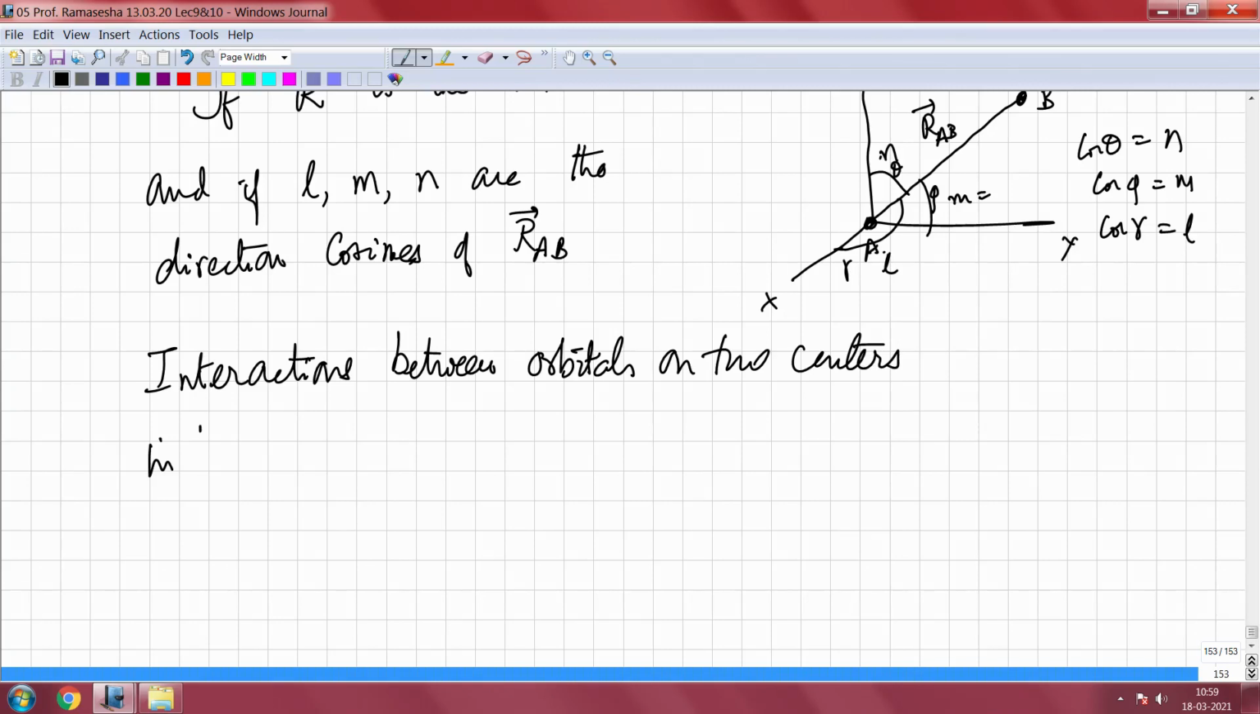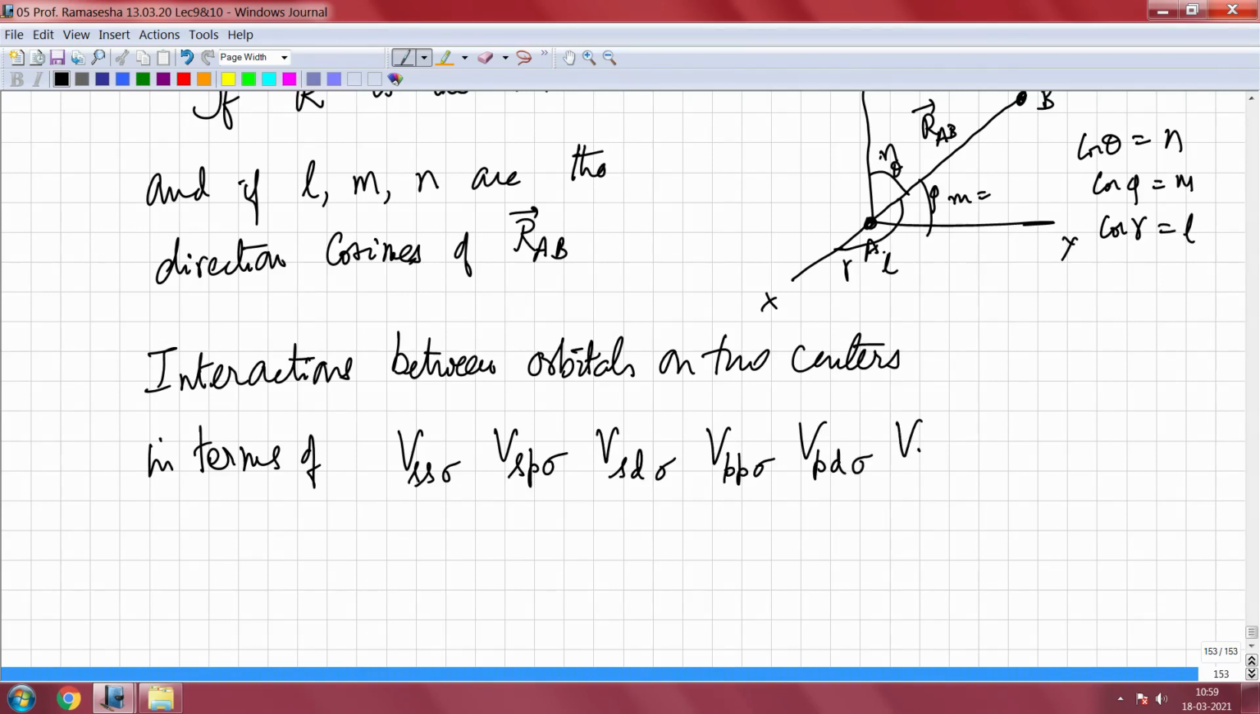In terms of VSS sigma, VSP sigma, VSD sigma, VPP sigma, VPD sigma, VPP pi, VDD sigma, VDD pi, VDD delta. So you can in principle use this and the direction cosines L, M, N.